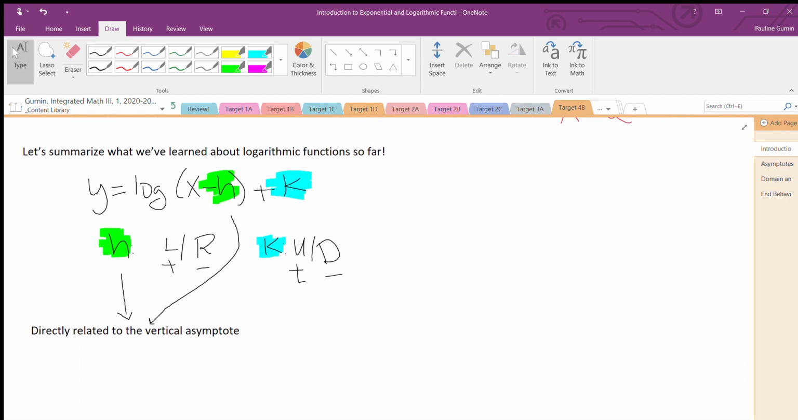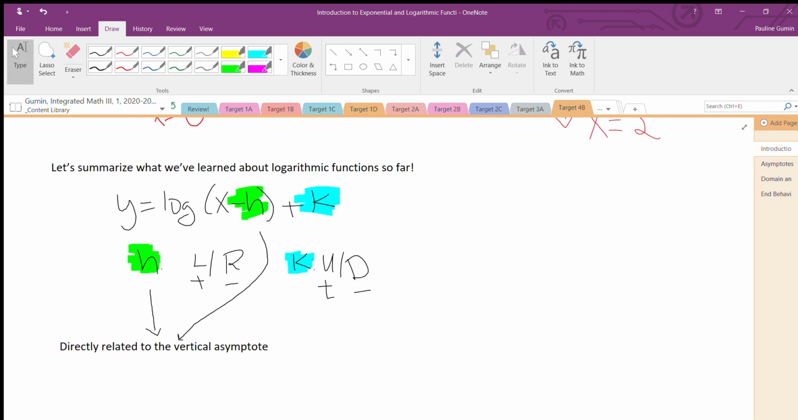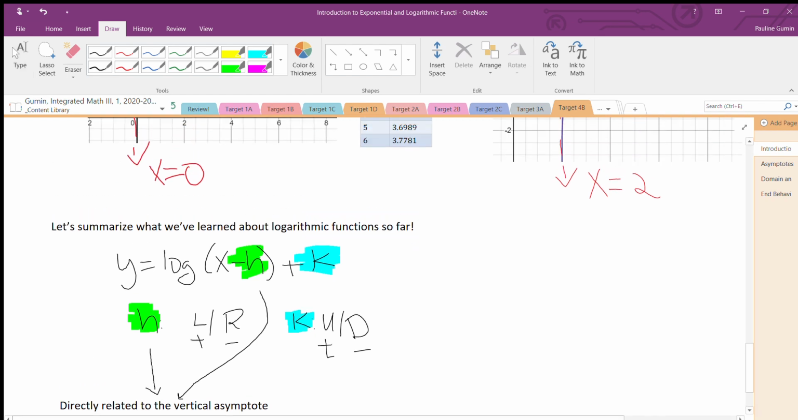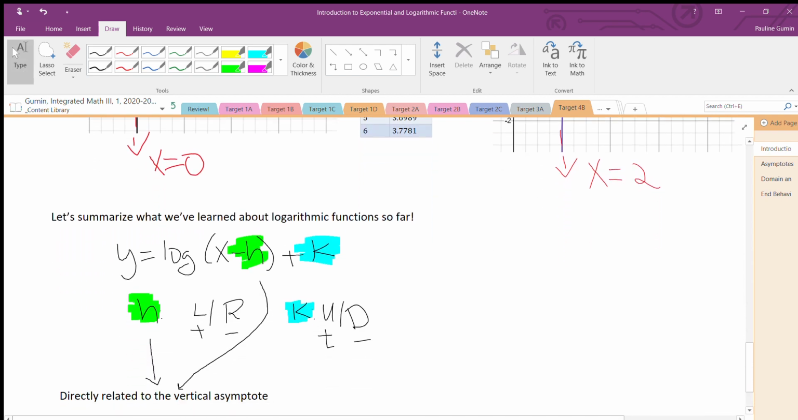In logarithms, we also emphasize the vertical asymptote this time, the movements left, right, up, and down, and of course highlighted the fact that our movement left and right is directly related to the vertical asymptote, because if you take a look at the x's, if you move left and right, it changes the vertical asymptote, the x equals value.